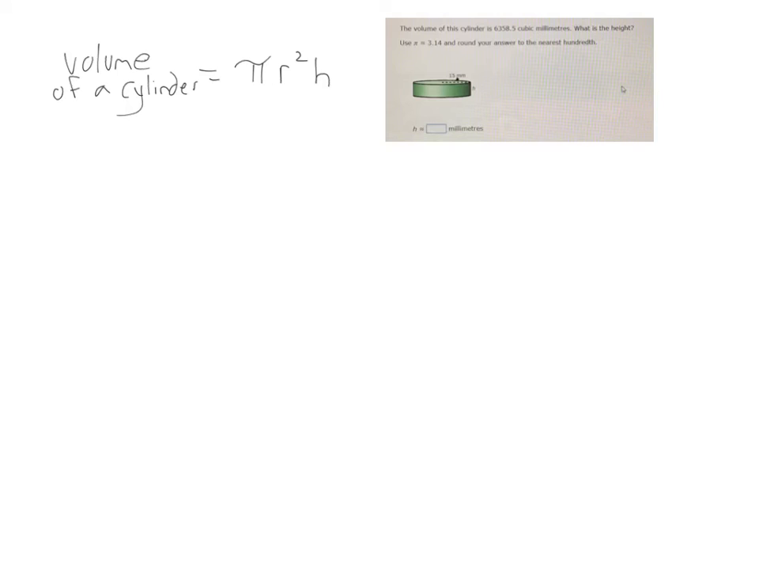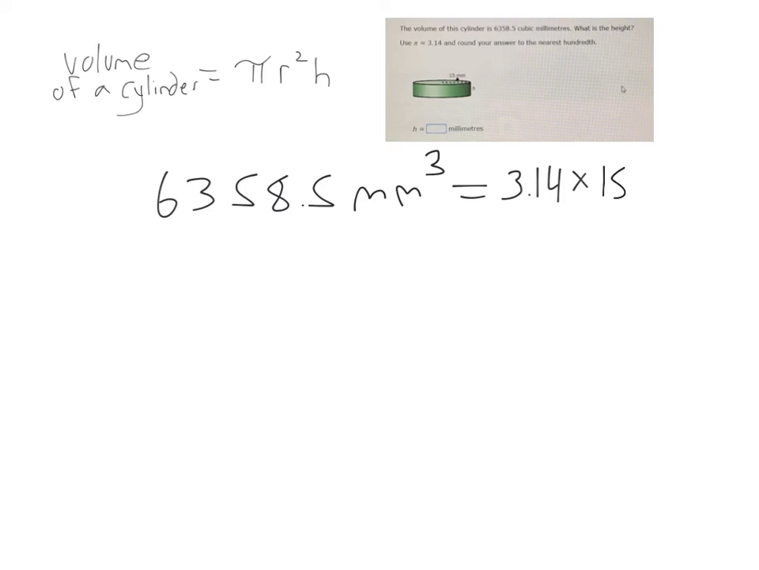Okay, so let's plug in what we know. We know the volume of the cylinder, so I'm going to write that first. 6,358.5 millimeters cubed equals pi, we know, is 3.14 times the radius I can see up here is 15 squared times the height. We don't know the height. I'm going to go ahead and just solve this exponent already because I don't like seeing it there on our page. It's distracting me.